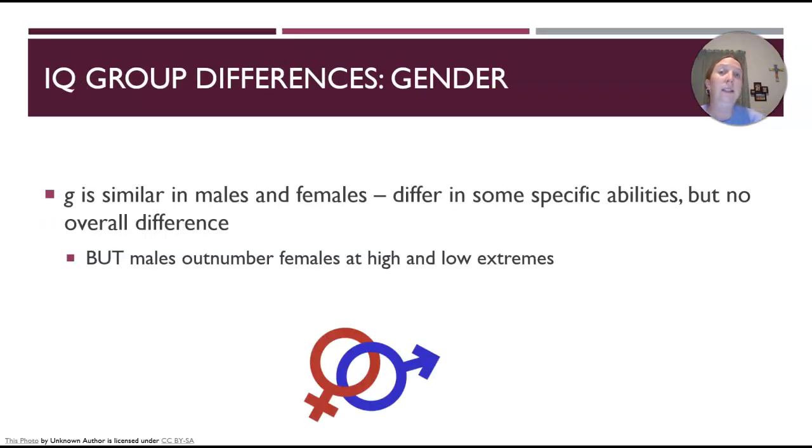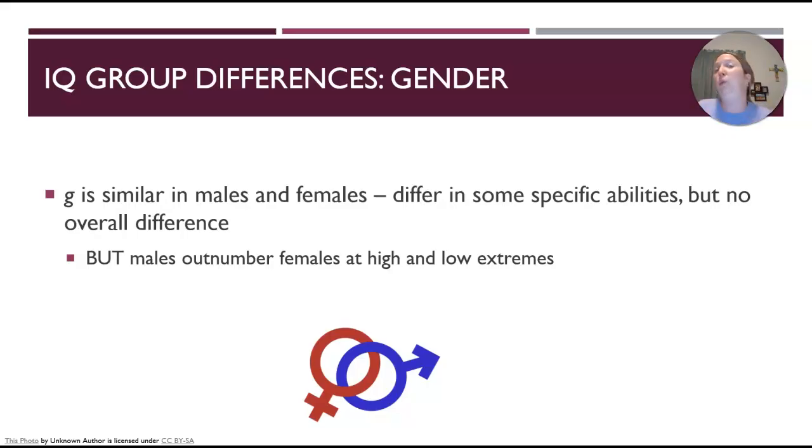Research on IQ scores tells us that G, remember that measurement of G from two lectures ago, is fairly similar in males and females. There are some differences in specific abilities: females tend to have better scores in things like verbal fluency and writing, and males tend to have higher scores in visual spatial processing and science. I'll get to the why in just a minute. So we do see some differences in certain subcategories, but overall males and females are pretty equal in IQ scores.